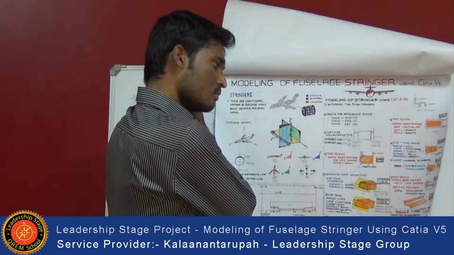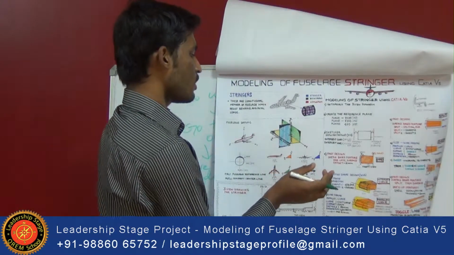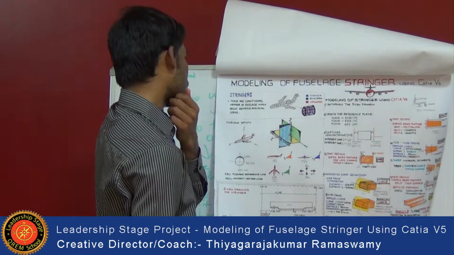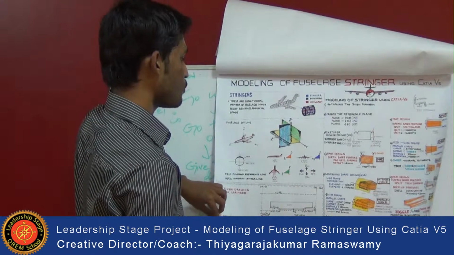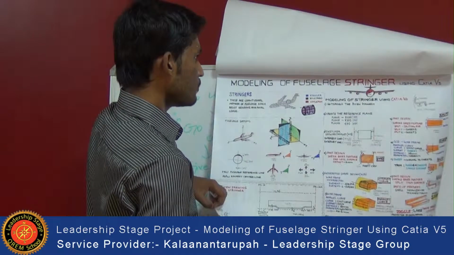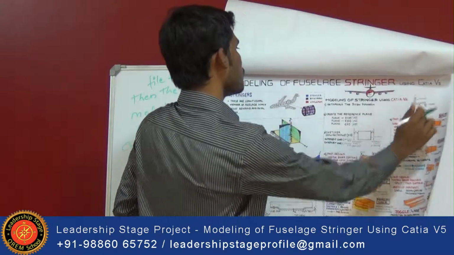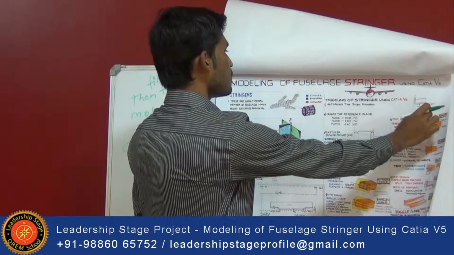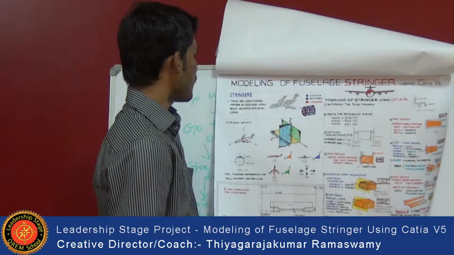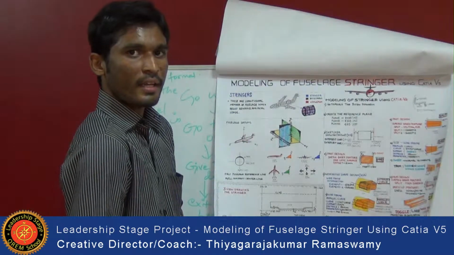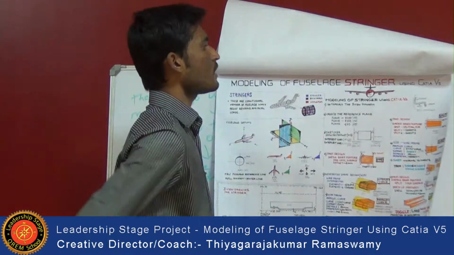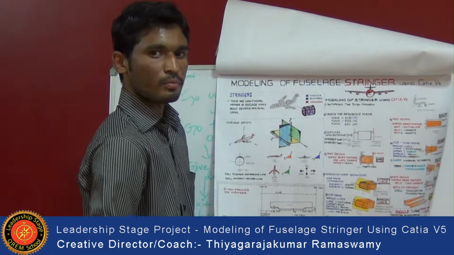A joggle is one of the structures of the fuselage, and it gives the axial and bending loads to the fuselage. And this diagram shows the stringer of the fuselage. This is the flange, this is the crimp, and this is the Z stringer. And this is the exact procedure to design in Catia V5, the exact procedure to design the fuselage stringer using Catia V5 software. Thank you.